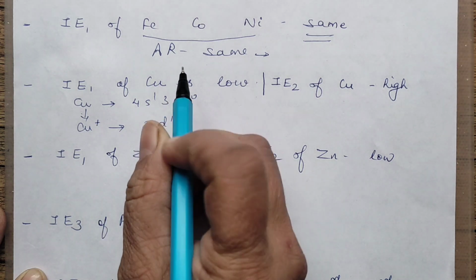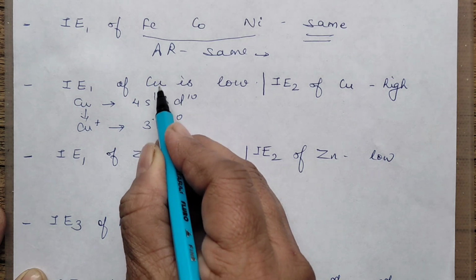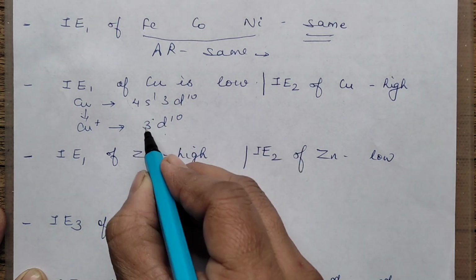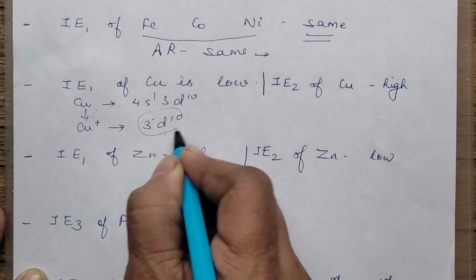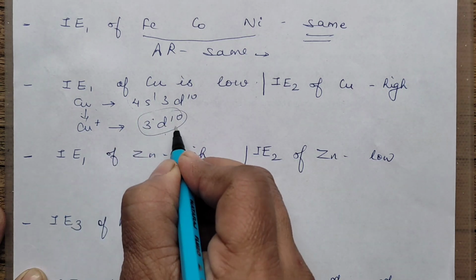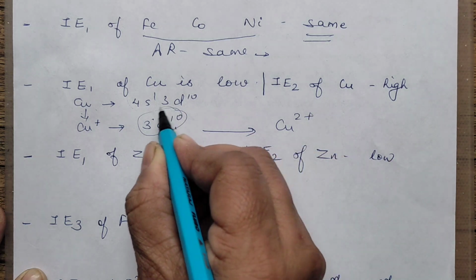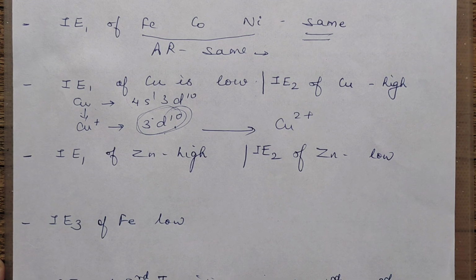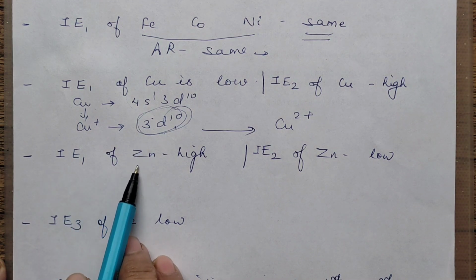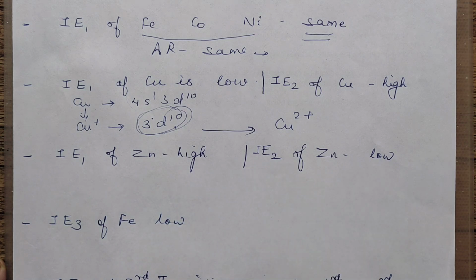So again it's the same thing like Mn. It is already stable in d10. After losing one electron its stability is not getting affected, so it can easily lose one electron and become 3d10. Now once it is 3d10, to lose another is not possible because it will not like to lose its stability. Got it? The next comes the first ionization enthalpy of zinc is high and the second ionization enthalpy is low.